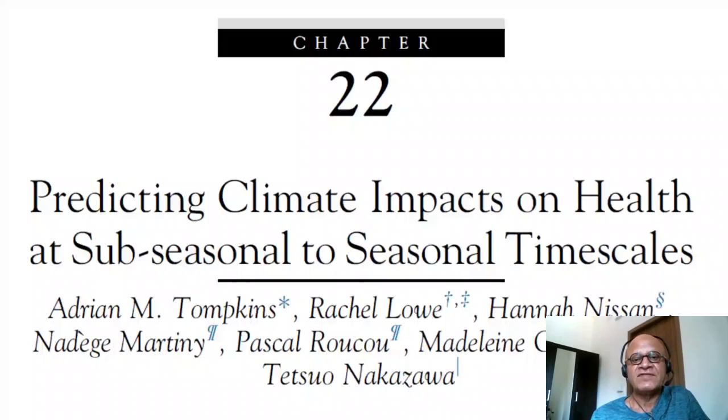So we'll leave that there, then move into predicting climate impacts on health at subseasonal to seasonal timescales. This is a group with Madeleine Thomson, Adrian Tompkins, who have had years of experience, Rachel Lowe, everybody here.